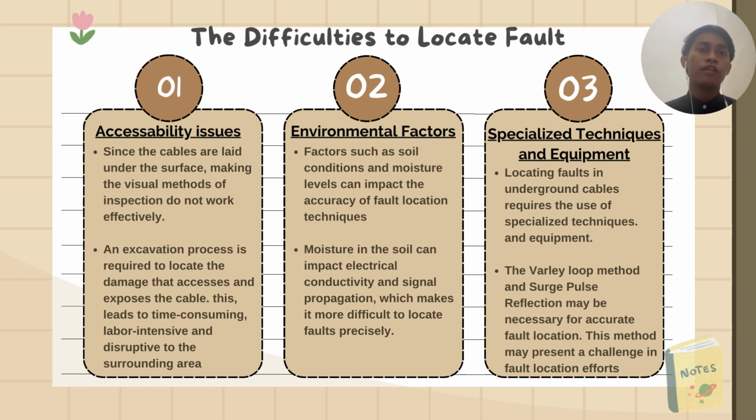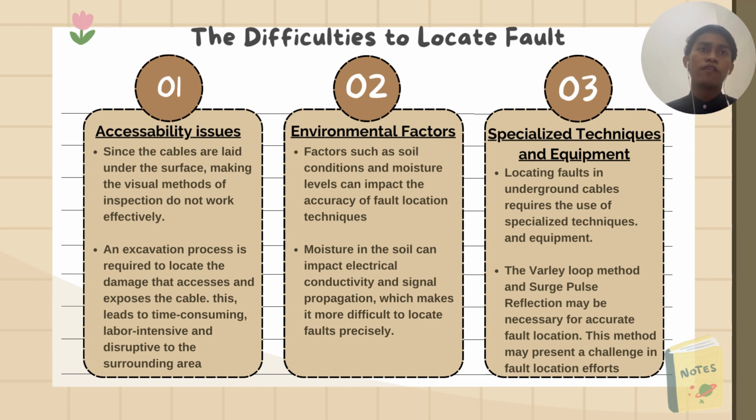So for the environmental factors, factors such as soil conditions and moisture levels can impact the accuracy of fault location techniques. So the moisture in the soil can impact electrical conductivity and signal propagation, which makes it more difficult to locate faults precisely. And the last one is the need for specialized techniques and equipment.